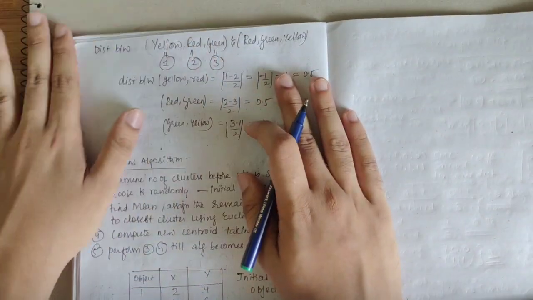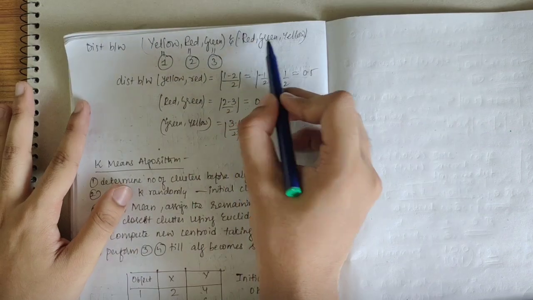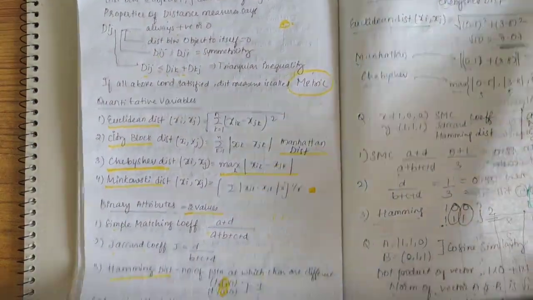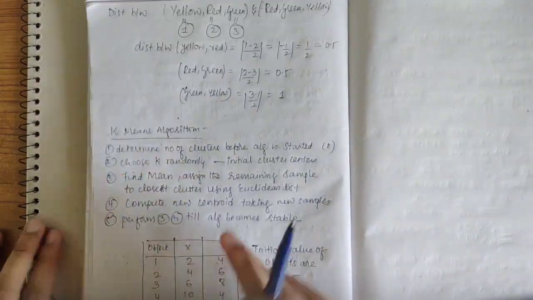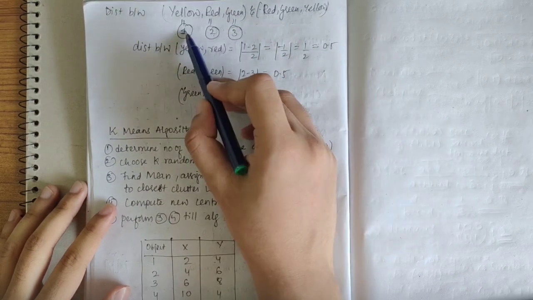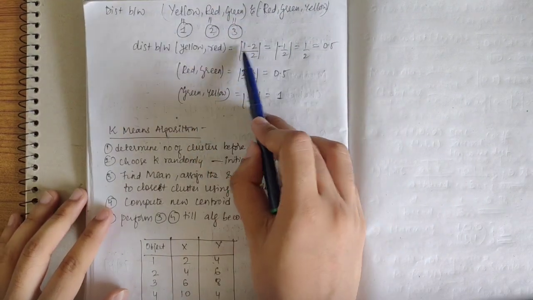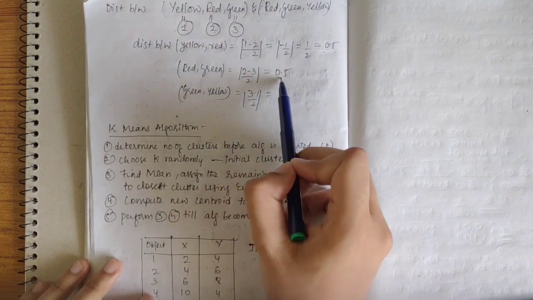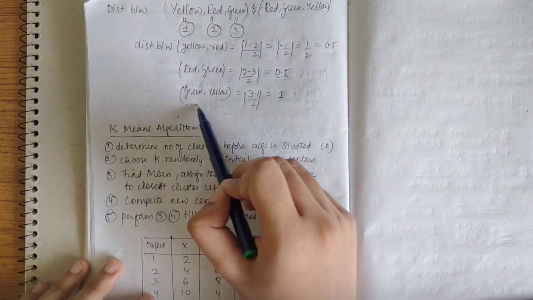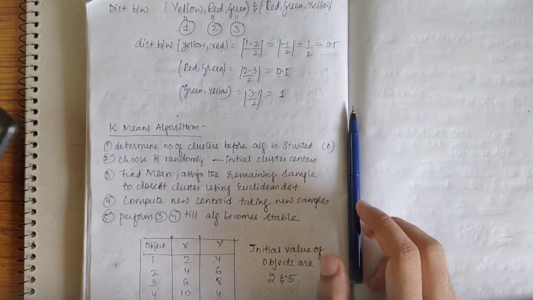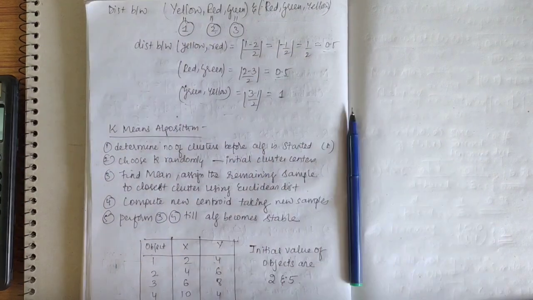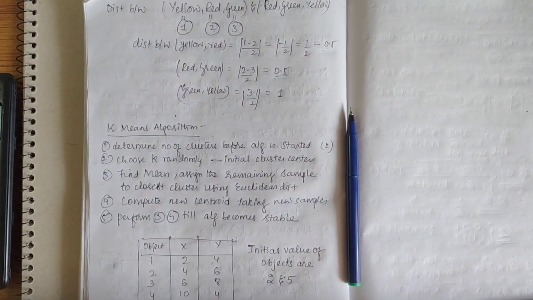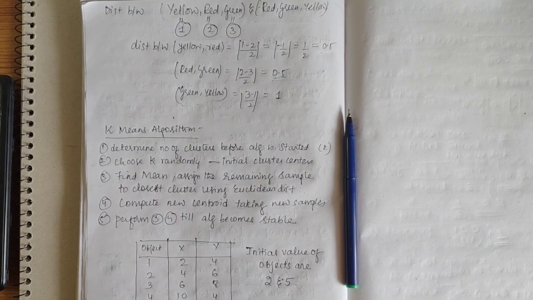Next we have, they have asked the distance between yellow, red, green and red, green, yellow. So for this we'll be making use of the ordinal values. So we'll consider yellow as 1, red as 2, green as 3. So finding the yellow and red distance: 1 minus 2 by 2, that is 0.5. Then for red and green, I'll write 2 minus 3 by 2, 0.5. Then for green and yellow, I would get 3 minus 1 by 2, that is 1. Now we'll look into the k-means algorithm.